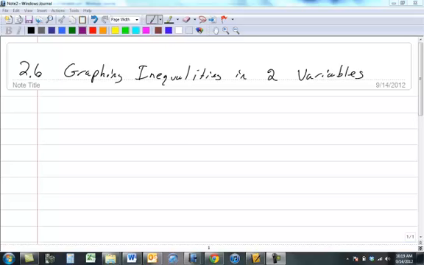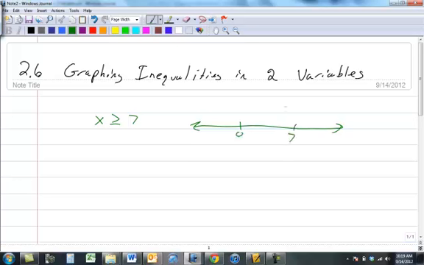All right, so graphing inequalities in two variables. When we did it with one variable before, if you remember when we graphed something like x is greater than or equal to 7, we graphed that on the number line. And that was like 0 and 7. Greater than or equal to was a solid dot, and then you followed the direction of what the problem was talking about. So greater than or equal to 7, that would be to the right.